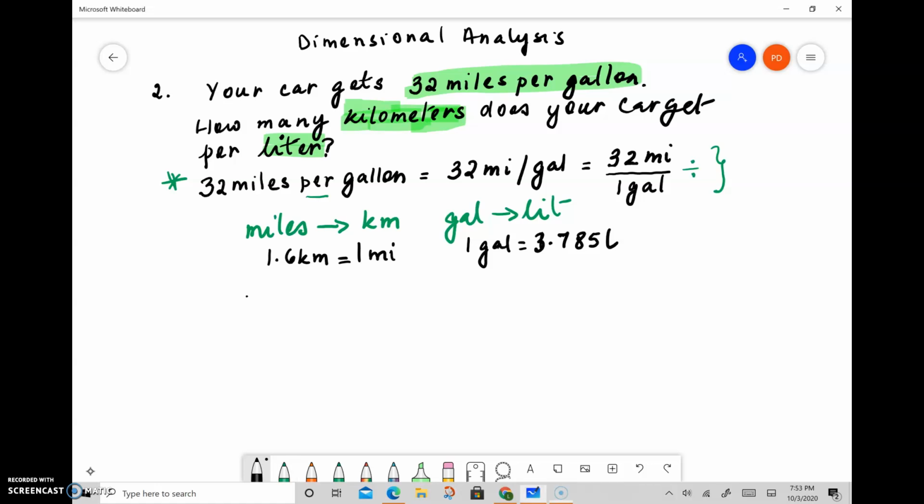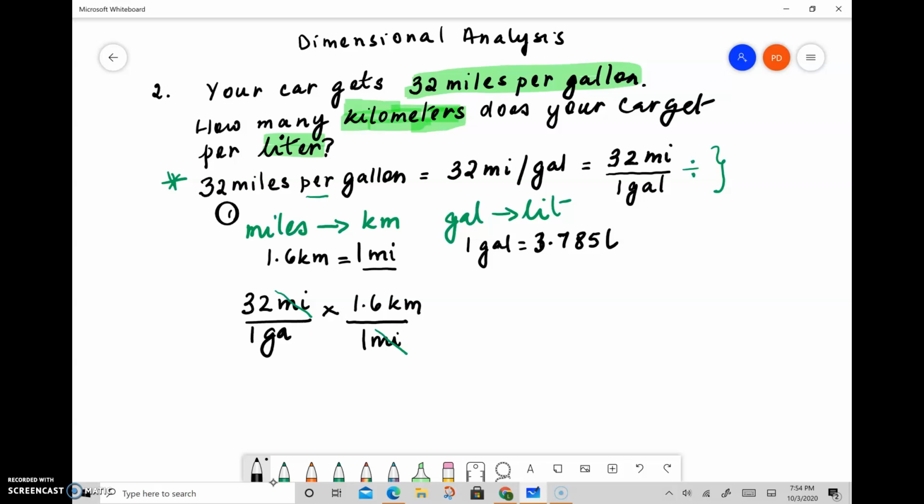So let's first write down 32 miles per 1 gallon. So we're going to go with changing miles to kilometers first. So we go times. Since we want to cancel the miles out, we'll put the miles in the denominator. So 1 mile in the denominator, 1.6 kilometers in the numerator. So let's see if that works. We can confirm that by canceling off the miles. So right now we've converted the miles to kilometers.